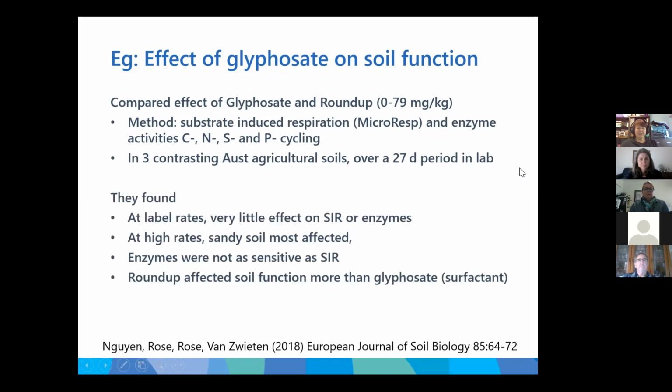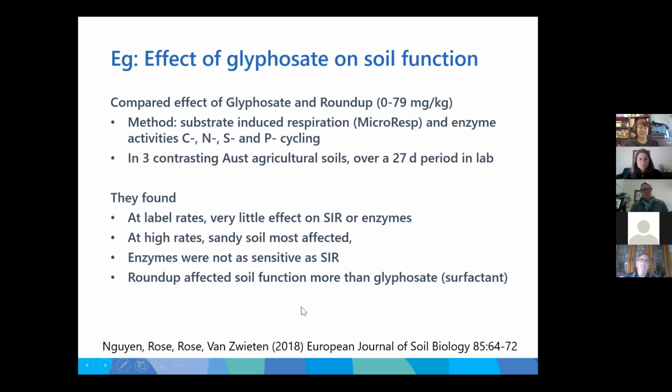And so they found that at the label rate, there was very little effect on respiration or the enzymes. At the higher rates, the sandy soil was most affected. And they found that the enzyme test that they were using was not as sensitive as substrate-induced respiration.